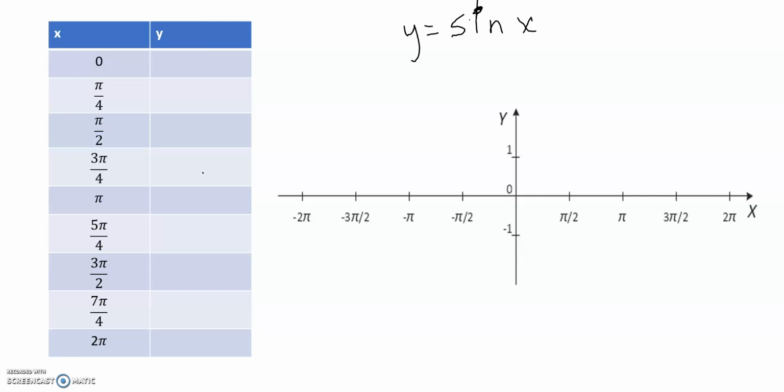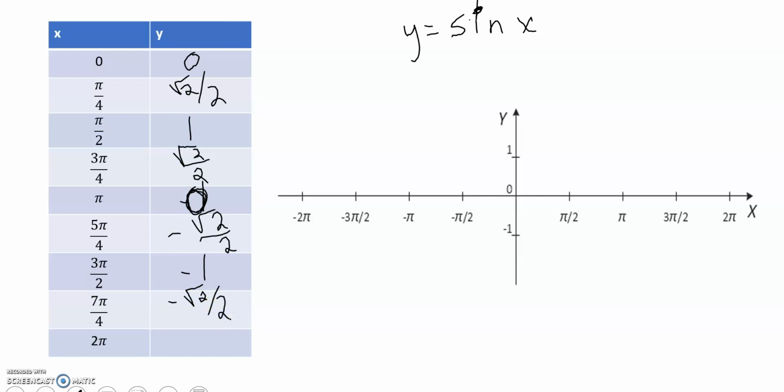So the sine of 0 is 0. The sine of pi over 4 is square root of 2 over 2. The sine of pi over 2 is 1. The sine of 3 pi over 4 is square root of 2 over 2. Sine of pi is, no, not negative 1, 0. Sine of 5 pi over 4 is negative square root of 2 over 2. Sine of 3 pi over 2 is negative 1. Sine of 7 pi over 4 is negative square root of 2 over 2. And the sine of 2 pi is 0.